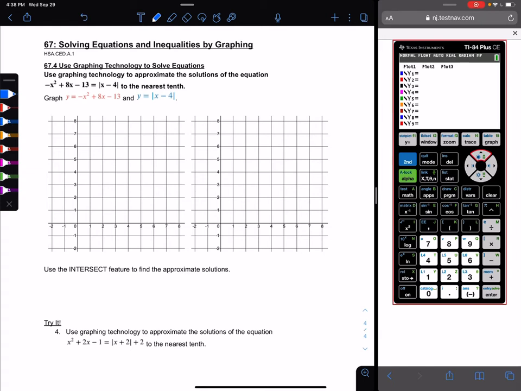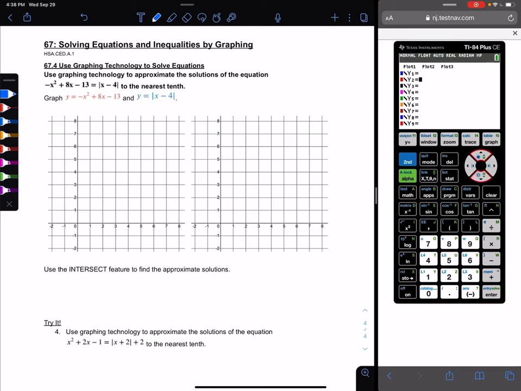And in this video, we're going to continue to use a table and a graph. We're going to use a table to draw the graph by hand, and then we'll use the graph and something called the intersect feature to find the exact solutions, or as accurate and exact as we can get.